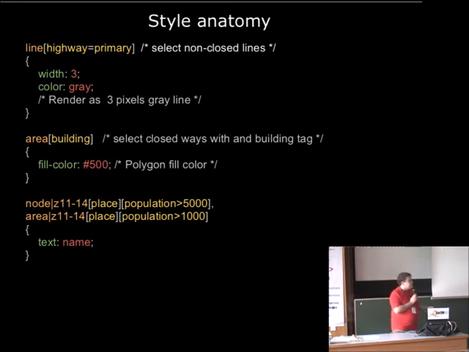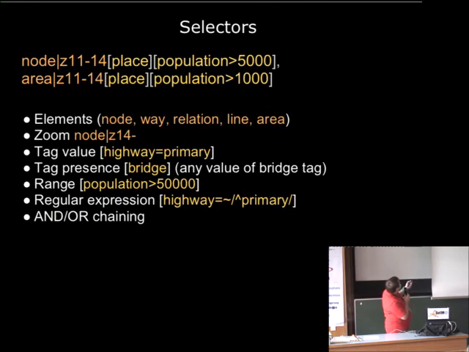Let's look deeper at the style anatomy. So this is a selector. It selects all lines, I mean non-closed ways, with tag highway primary, rendered as 3 pixel width, gray color lines. And area buildings will be rendered as polygons with dark red color. This is one more complex selector. In a selector you can specify elements, so nodes, ways, relations, text, and areas, whatever you want to match this selector.